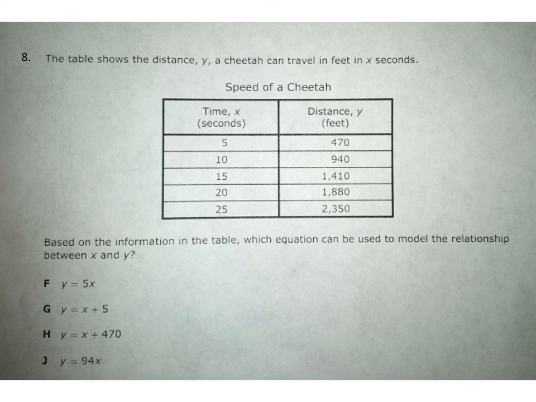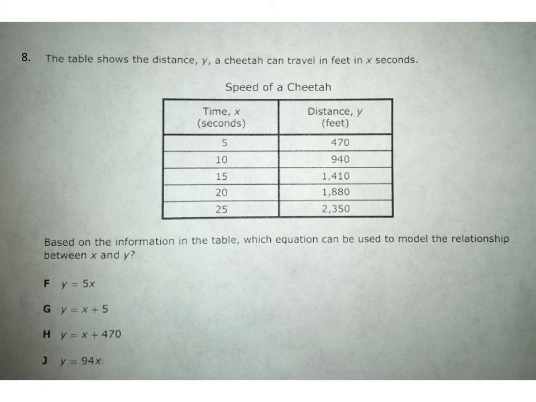Number 8. The table shows the distance y a cheetah can travel in feet in x seconds. Take a look at the table. Speed of a cheetah. You have time and distance. Based on the information in the table, which equation can be used to model the relationship between x and y?